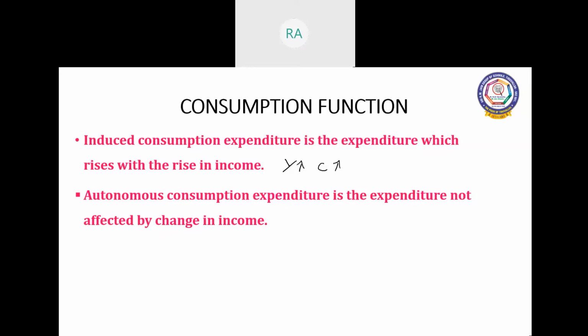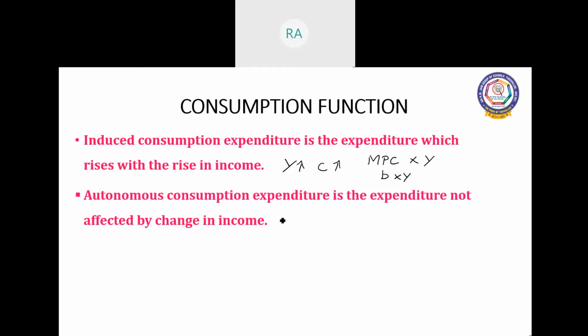MPC, or the marginal propensity to consume, shows how consumption expenditure changes with the changes in income. Induced consumption can be estimated by multiplying MPC into income. MPC is otherwise assumed to be B. So B into Y is the induced consumption expenditure.